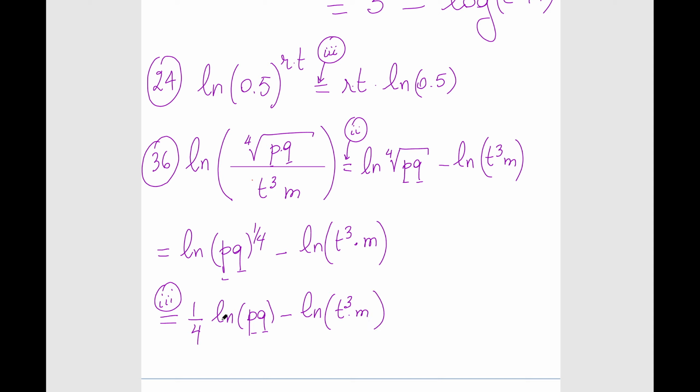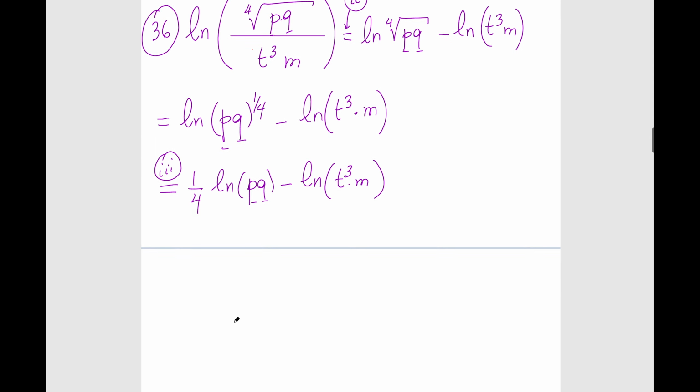All right, now ln over here is acting on a product. This is p times q. Property 1 tells us ln of a product is the sum of the ln's, or log acting on a product is the sum of the logs. So we get 1/4, this is by property 1 this time, times log of p plus log of q, and the log is a natural log in this case. So this is ln of p plus ln of q, by property 1.